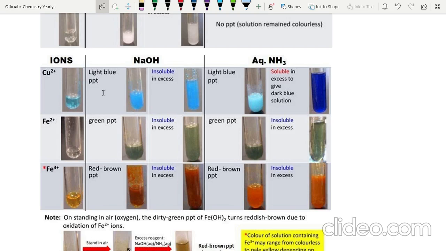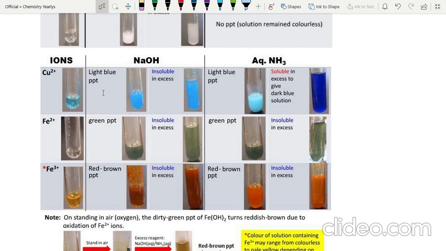When you add NaOH, that blue color will darken a little bit more, and it will remain insoluble in excess of NaOH. You can also differentiate the precipitate from the solution by tilting the test tube a little bit, so the precipitate settles at the bottom. Then after that we are going to be adding the aqueous ammonia.